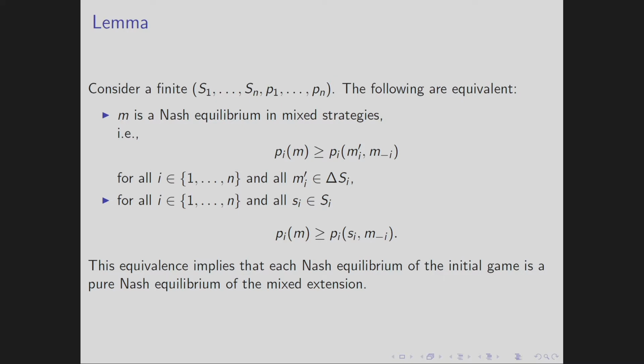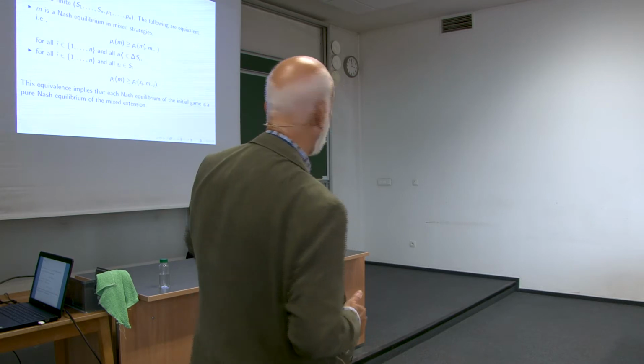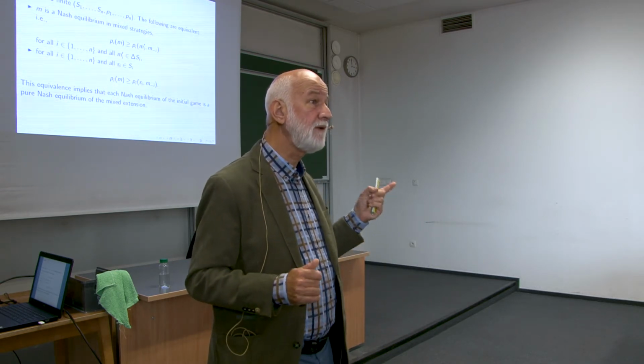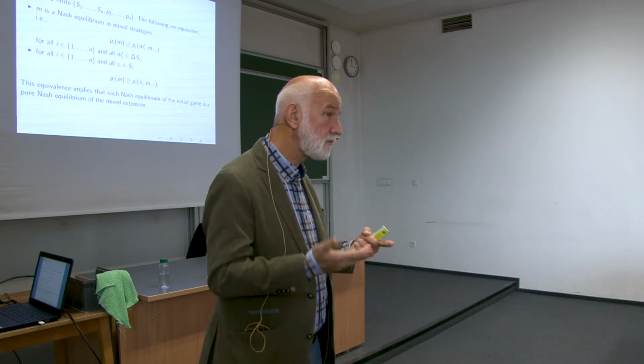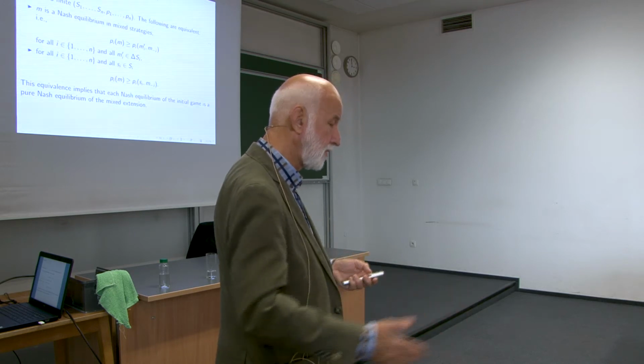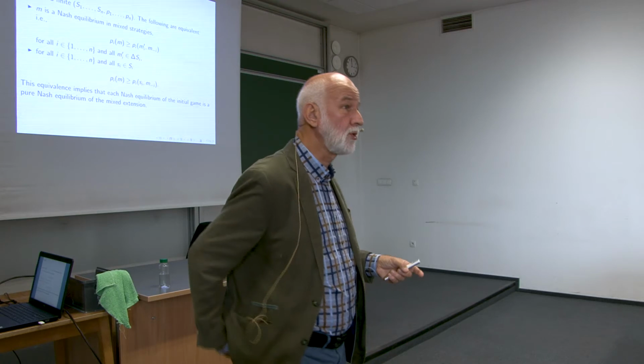So M is a Nash equilibrium in mixed strategies. I wrote it out explicitly. It means that for all players, I will not get better off by choosing a different strategy M prime. This statement is equivalent to saying that for all players, they will not get better off by switching to a pure strategy. This is the statement in the second bullet, because we consider this inequality, but for only a finite set of deviations, namely to pure strategies. So this is a very useful lemma, and it is easy to prove, but I have no time to provide you with the intuition. It's all in the lecture notes, but it has also a very useful consequence.